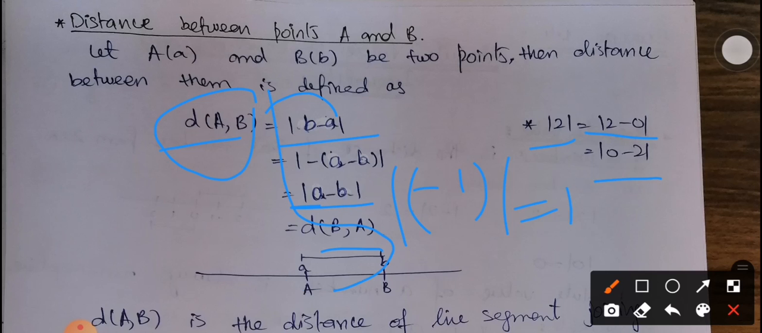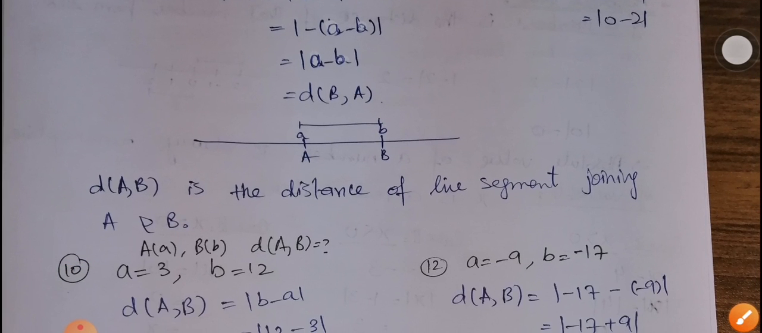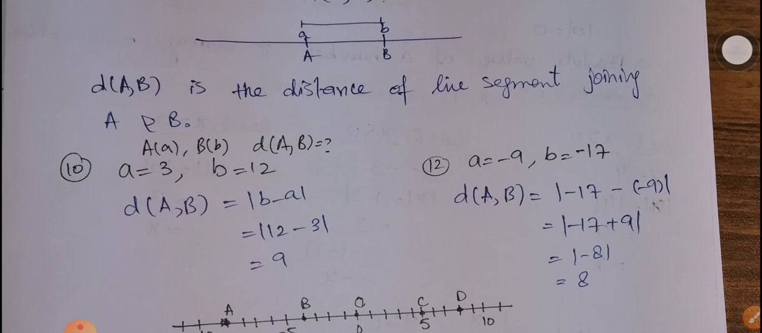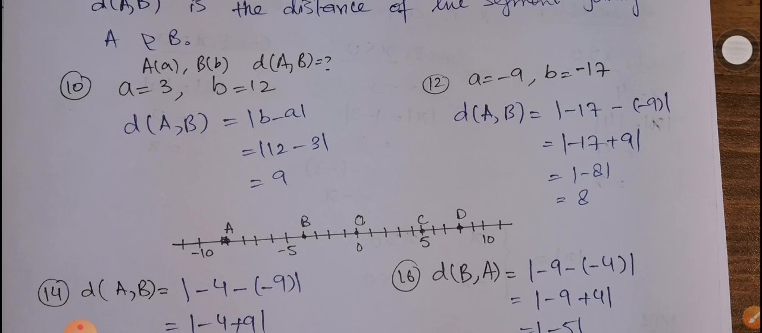So from here I can conclude that the distance between A and B remains the same. Either we calculate the distance from A to B or from B to A, the answer is the same number. Both represent the same expression. Here d(A, B) is the distance of the line segment joining A and B. Next, we have some questions.